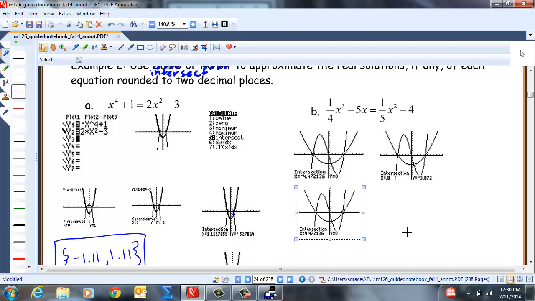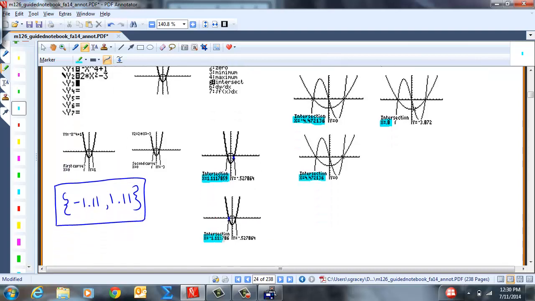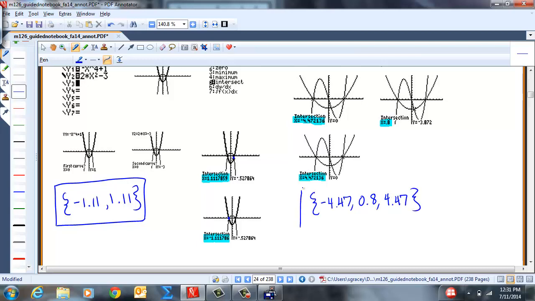So again, these values here give us our intersection points, so our x-coordinates where the intersections occur. And that's where this would happen here and here. So x will be negative 4.47, 0.8, and positive 4.47. You're good to go.